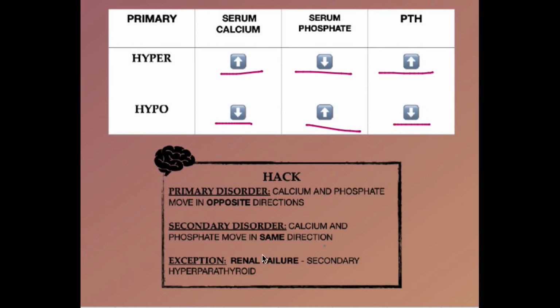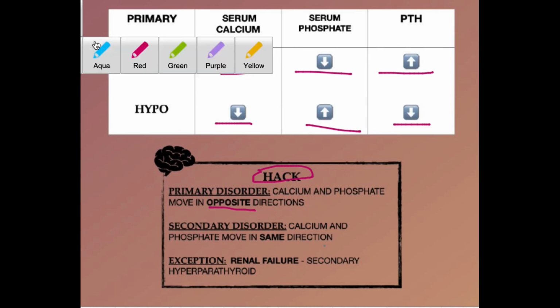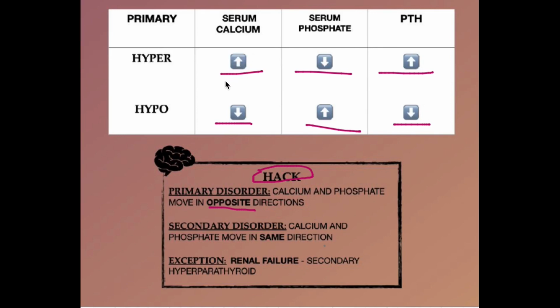Here's a hack that I'd like to share that really helped me get through this topic. In any primary disorder, calcium and phosphate move in opposite directions. Let's go back to the table and see how this applies. As you can see, in primary hyperparathyroidism, calcium is high, phosphate is low. And in hypoparathyroidism, calcium is low and phosphate is high. In any primary disorder, calcium and phosphate move in opposite directions.